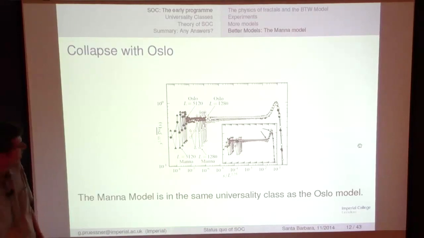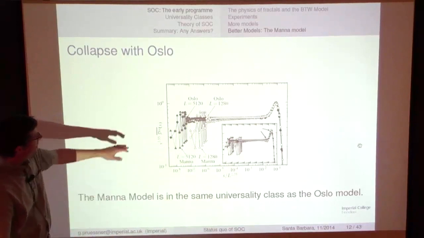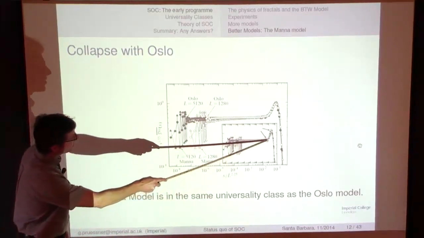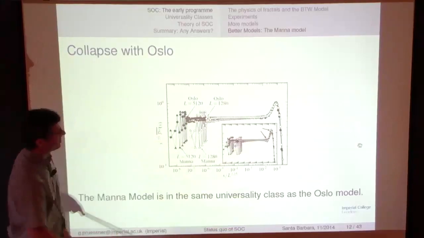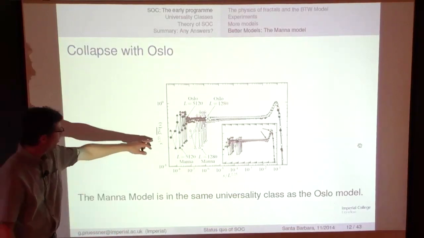I was puzzled. So in the inset, you see a mismatch between the probability density function for the avalanche sizes between the Oslo model and the Manna model. It's hard to see, but there's a mismatch here and there's a mismatch there. In which dimension is this? I think this must be in one dimension.